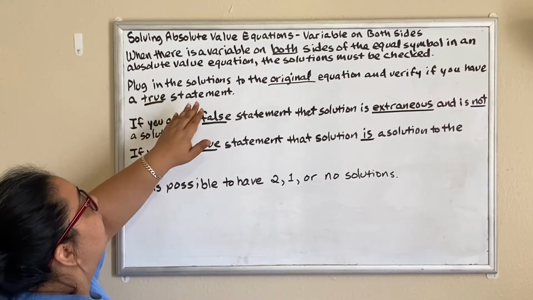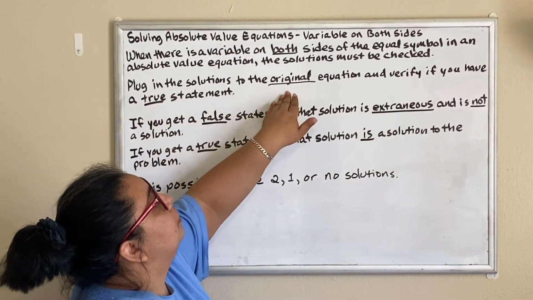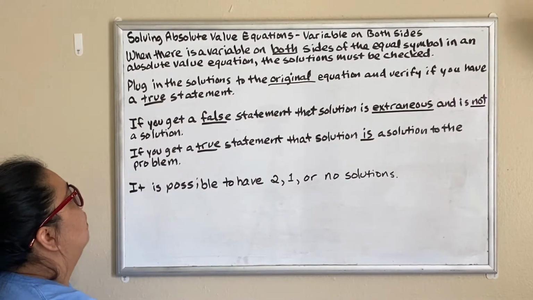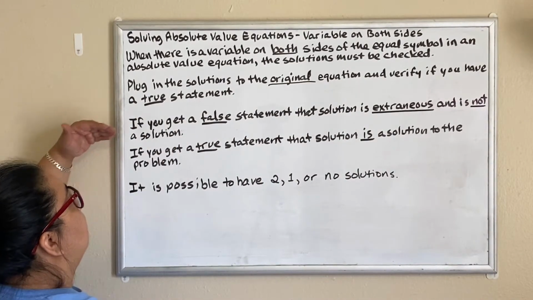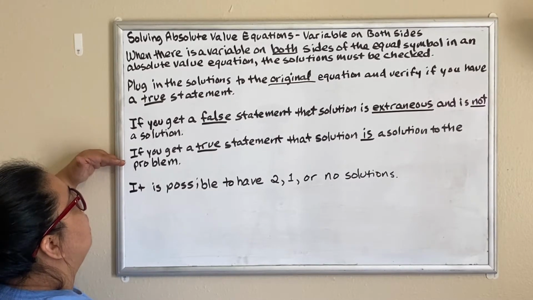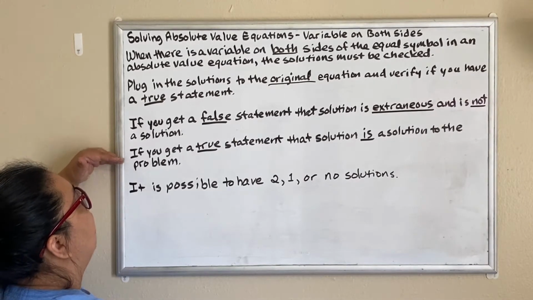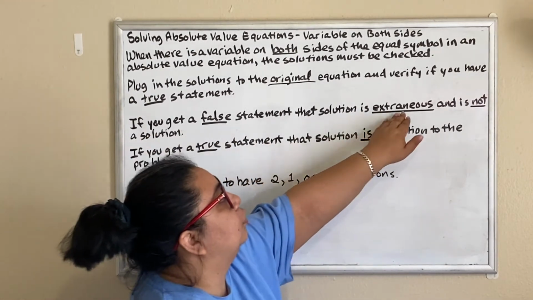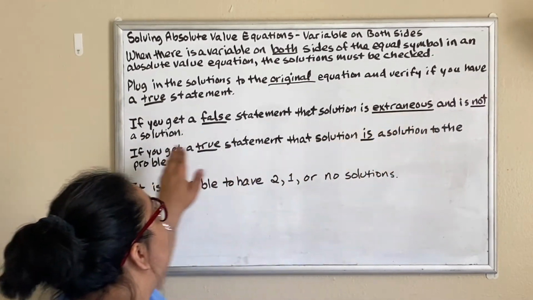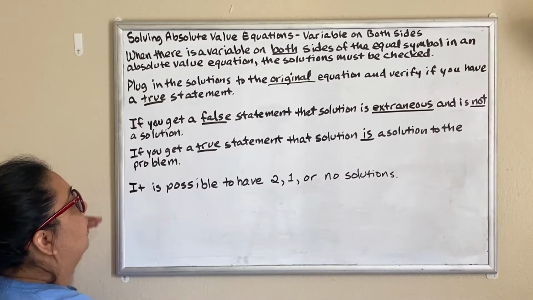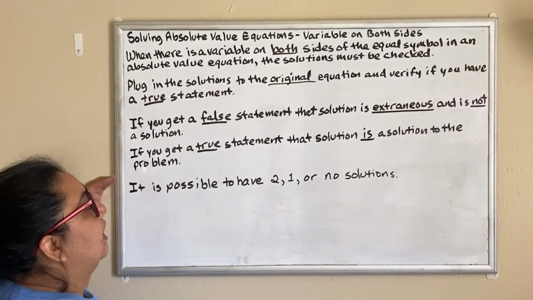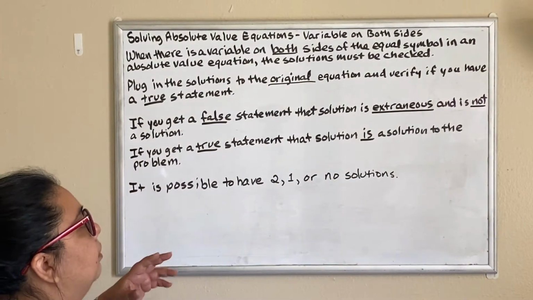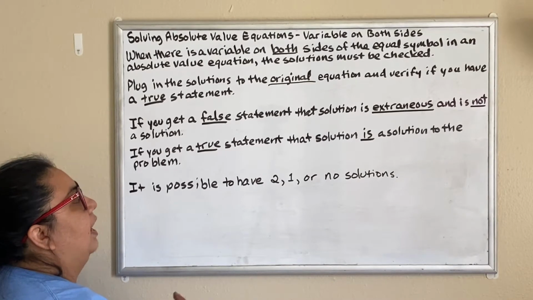That means you have to plug in your solutions to the original equation and verify if you have a true statement. So there's two possibilities here. You could either get a false statement or you could get a true statement after you simplify. If you get a false statement, then that solution is said to be extraneous and it is not a possible solution. Now, if you get a true statement, then that solution is okay. That is a solution to your problem and you're good to box it or write it down as your proper solution.